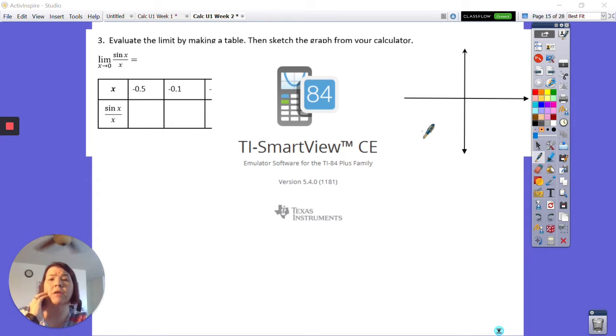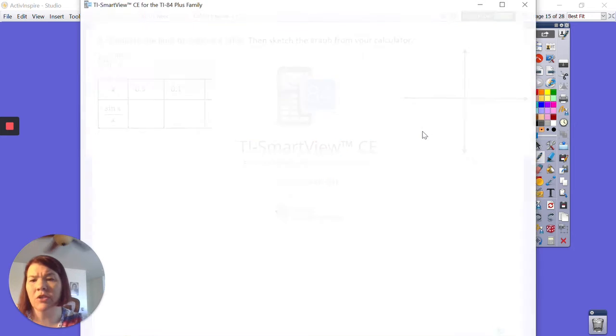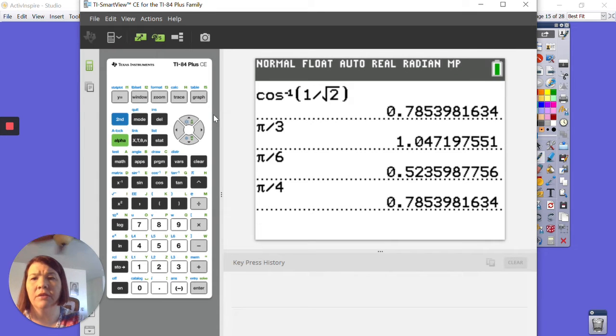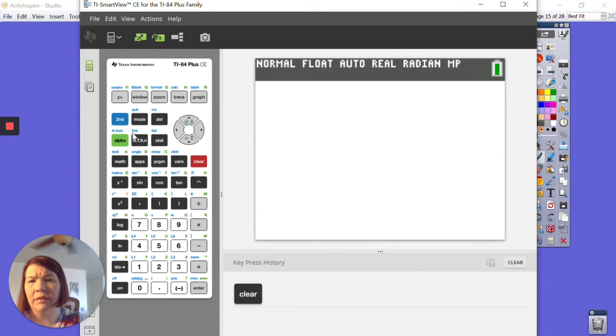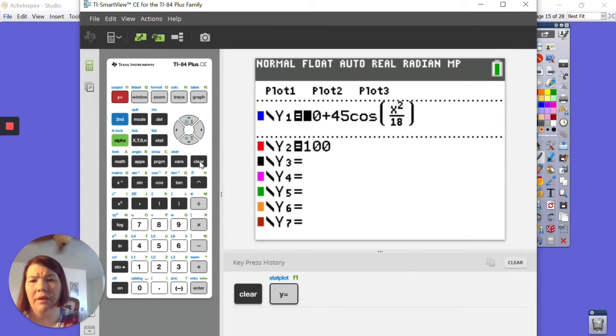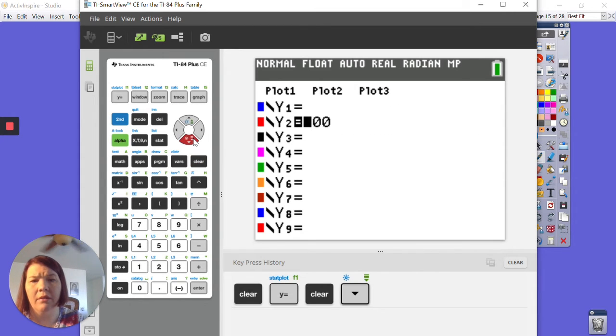So here's the calculator. It's coming up. I'm going to try to shrink it down so it's not in the way once it gets loaded. Let me show you how to do this on your calculator really fast. The first thing I want to do is clear all this out. I'm going to go into y equals, clear out this and go down and clear out that. I don't need either of those.